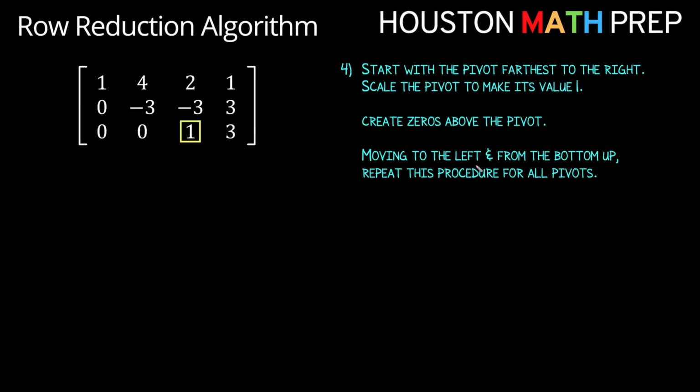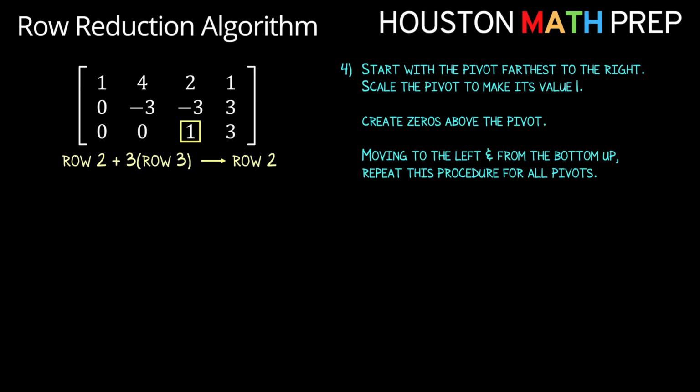Next, we want to create zeros above our pivot entry. We'll do this the same way we did it in the forward phase by adding copies of the row that contains the pivot to other rows. Going right above the pivot to this -3 entry, if we need to make that into a 0, we would need to add 3 copies of this pivot to it. So we'll take row 2 and add 3 copies of our pivot row, row 3, to it.